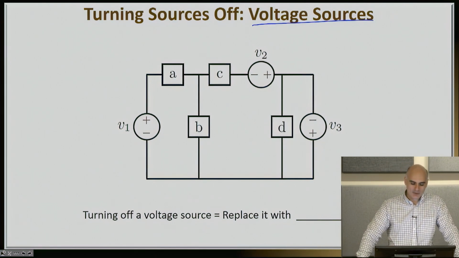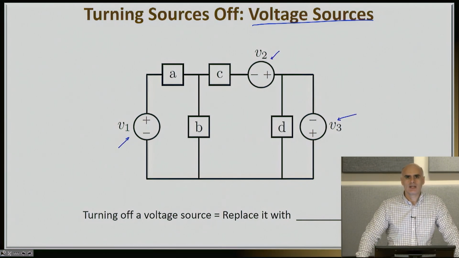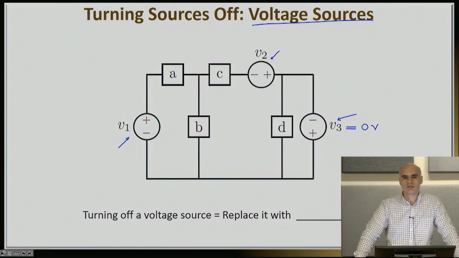This is an example of a circuit that has 3 voltage sources, V1, V2, and V3. Even though I'm giving you this example with independent voltage sources, the same thing is true for dependent sources. So how do I turn off a voltage source? Turning off a voltage source essentially means making sure that the voltage across it is 0. So for example, turning off V3 would mean that I need to ensure that V3 is equal to 0.